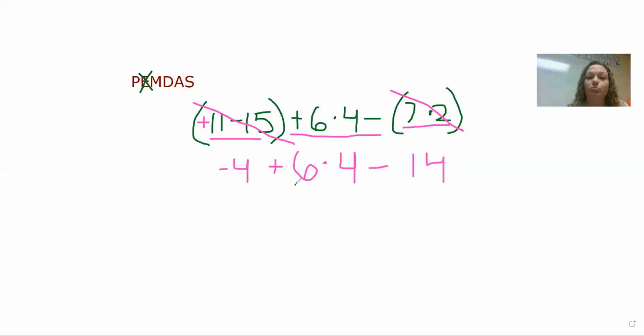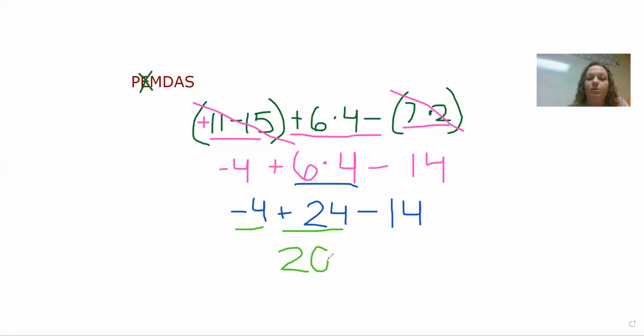And now we know we need to do multiplication next. We always do our multiplication division. So this chunk here, 6 times 4 becomes 24. So we tack back on negative 4 plus 24 minus 14. Okay, if we move from left to right, we do negative 4 plus 24, and they're different signs. So we're going to subtract. 24 minus 4 is 20. We keep the sign of the larger number, which is the 24. So this is positive.